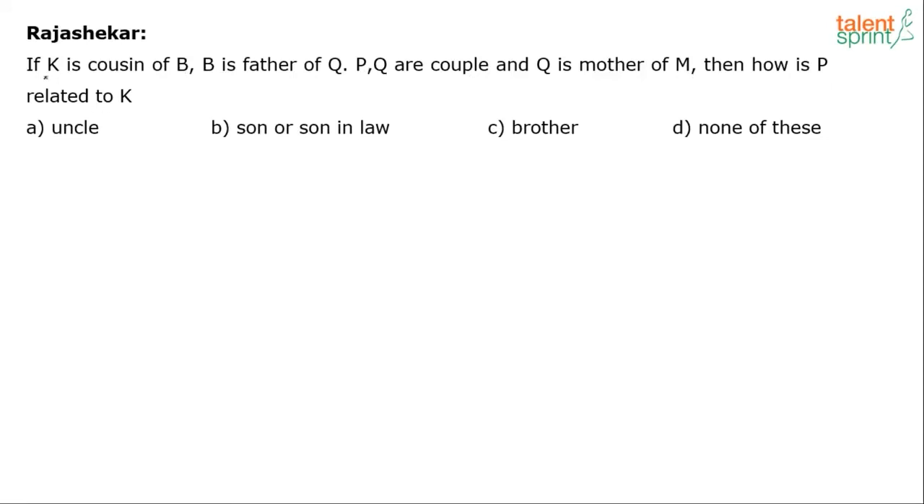Now, K is the cousin of B. What do you mean by cousin? Your parents' siblings' child is your cousin. We have discussed this in our blood relations video, right? So, K is the cousin of B.